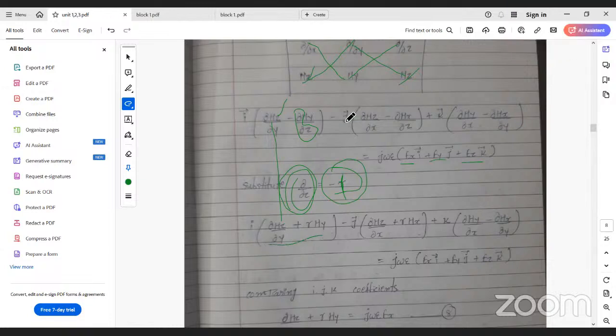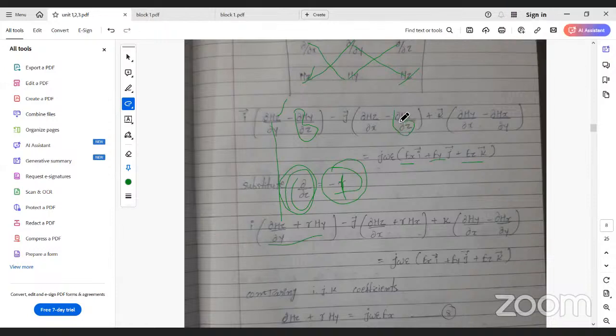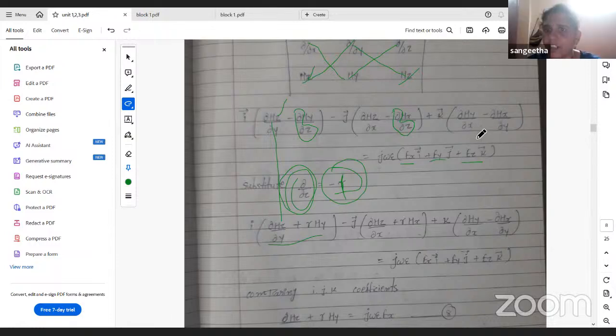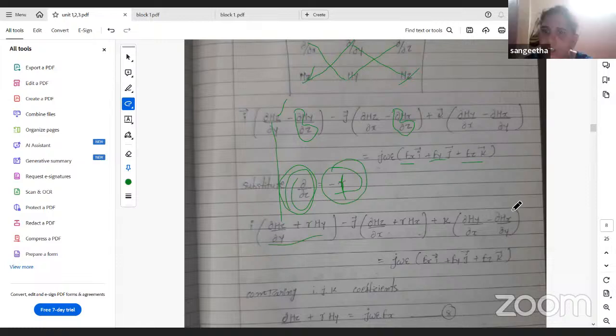Next come to the second term. Minus j times dou Hz by dou x. It is an x term, so write as it is. Next, in place of dou by dou z, minus gamma, so minus of minus gives plus. Next, in the third term, is there a z component? No. Dou by dou z is not there, ma'am. So the third term is written as it is, the same thing copied.